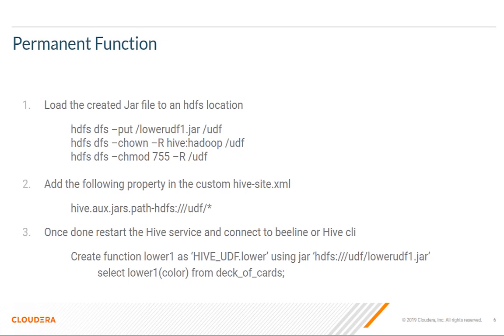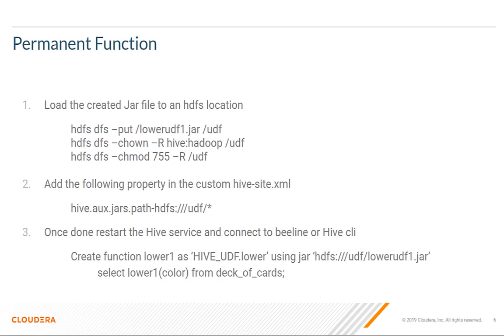When you try to create a permanent function, you would load the jar to an HDFS location, right? As it will be shared across all the nodes of your cluster. In the temporary function, the jar which I loaded was in the local cluster node. For the permanent function, we loaded it under the HDFS location. Here I have loaded it under /UDF, and I have changed the ownership to Hive Hadoop and given the necessary permissions.